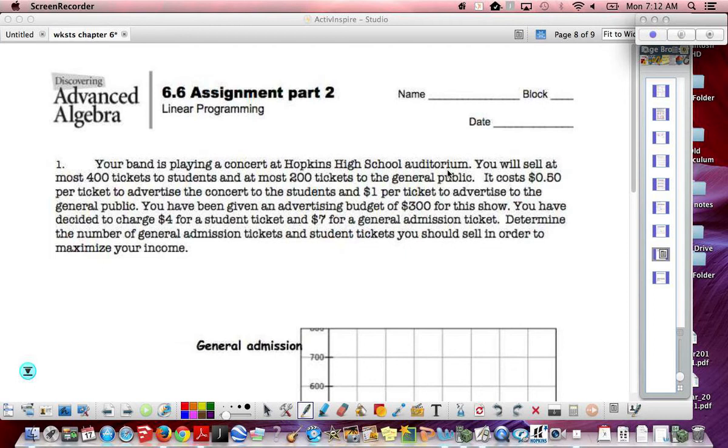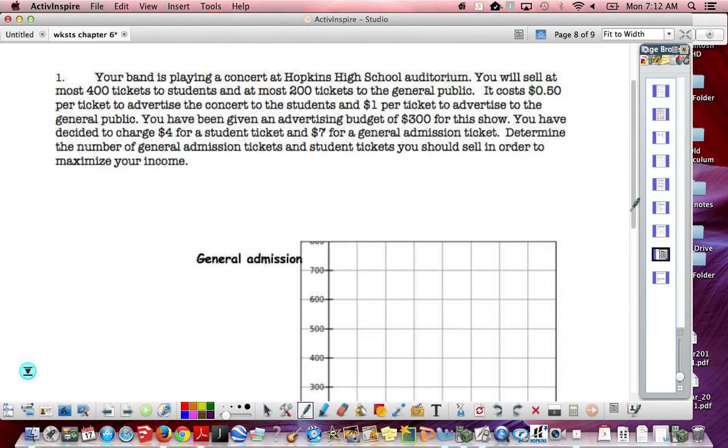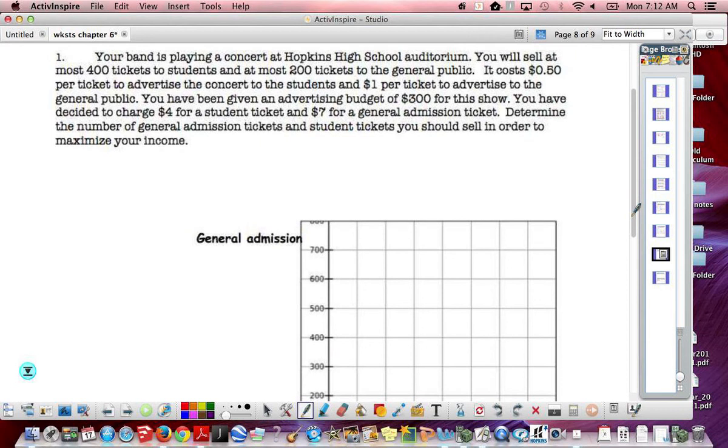It says your band is playing a concert at Hopkins High School Auditorium. You will sell at most 400 tickets to students and at most 200 tickets to the general public. It costs 50 cents per ticket to advertise the concert to the students and $1 per ticket to advertise to the general public. You have been given an advertising budget of $300 for the show. You have decided to charge $4 for a student ticket and $7 for a general admission ticket. Determine the number of general admission tickets and student tickets you should sell in order to maximize your income.